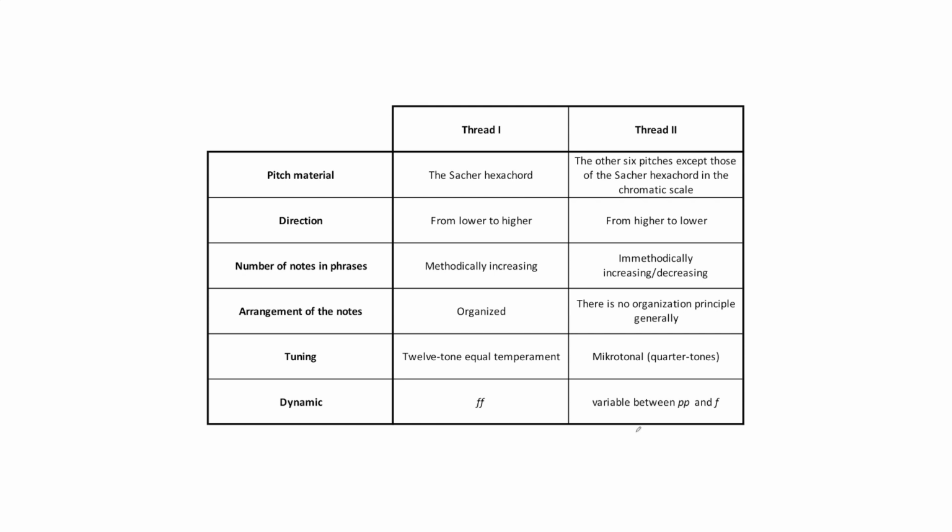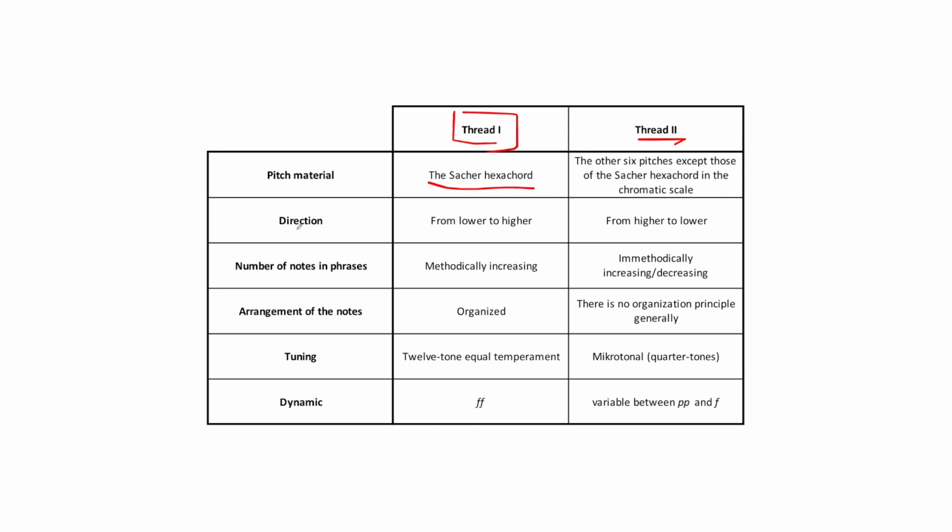In summary, we have 2 threads. We only analyzed the first thread, thread 1, with Sacher hexachord. But the structure is important. Let's mention the characteristics, the features of both threads. Pitch material of thread 1 is the Sacher hexachord. And the pitch material of thread 2 is the other 6 pitches except those of the Sacher hexachord in the chromatic scale. This is a contrast. The contrast between threads in terms of pitch material is very large.